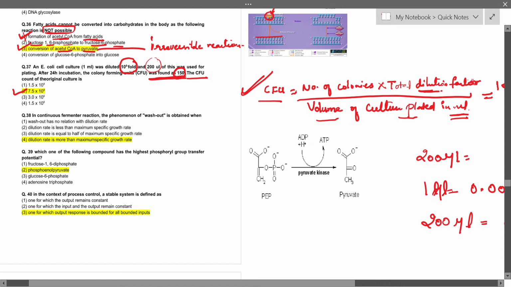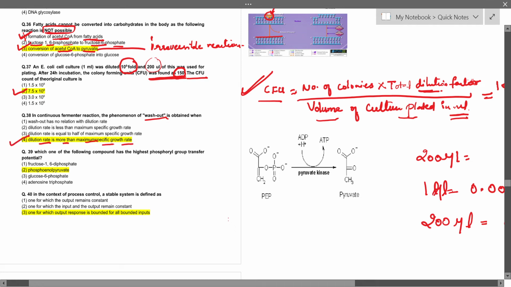Next is, in continuous fermentation reaction, the phenomenon of washout is obtained when? Let me tell you what washout is first. Washout describes the disappearance of the population of whatever we are growing. Suppose we are growing yeast, so it is the disappearance of yeast cells in the fermentation. Washout happens when we increase the dilution rate. Whenever we keep diluting the culture, we observe the phenomenon of washout. So the correct option is dilution rate is more than maximum specific growth rate.